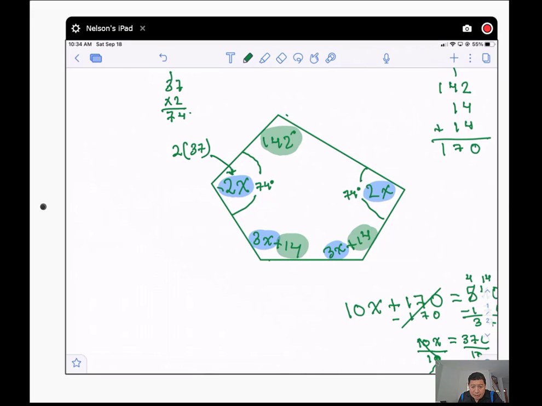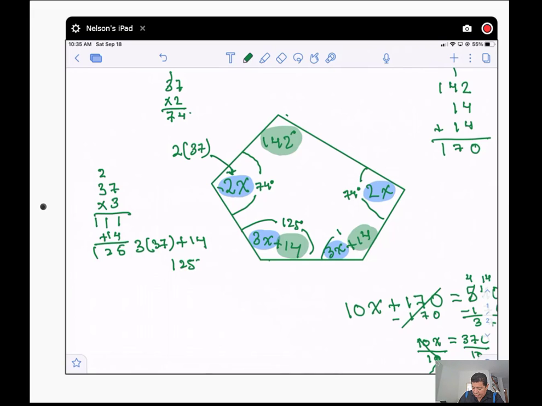All that's left are the base angles. So let's go ahead and take 3 times 37 and add 14 to it. 3 times 37, that's going to make, let's see, 3 times 7 is 21, carry a 2. 3 times 3 is 9 plus 2. That makes 11, and then I need to add 14 to it. So that's going to make a total of 125 degrees. So this over here is 125 degrees, and then this over here is also 125 degrees.